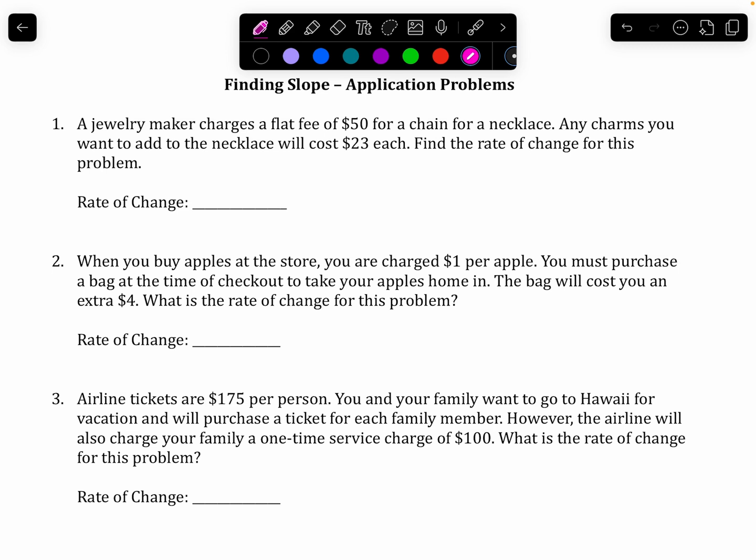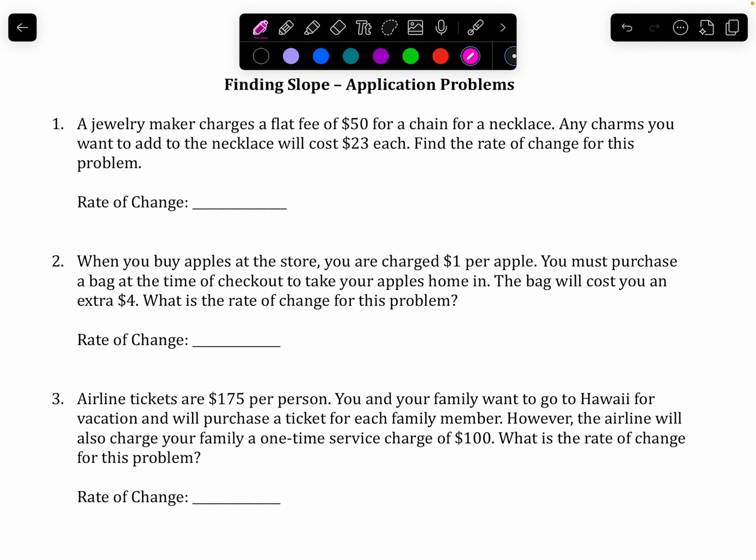So number 1 says a jewelry maker charges a flat fee of $50 for a chain for a necklace. Any charms you want to add to the necklace will cost you $23 each. Find the rate of change for this problem. So we have to be careful because whenever you are originally taught this, your teachers tell you to look for keywords like each or every or per or things like that. And although that is true, your rate of change or slope will come from words that have that in there. As you get into more complex mathematics, they might use every or per or each for multiple parts of your problem, and it might not actually be what your rate of change is.